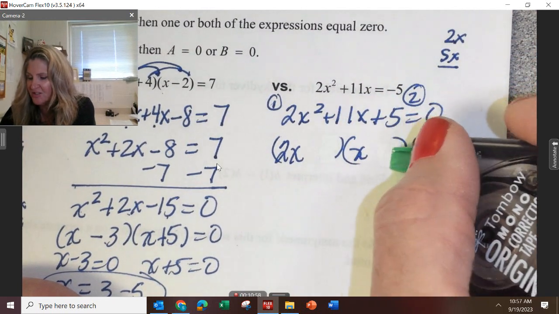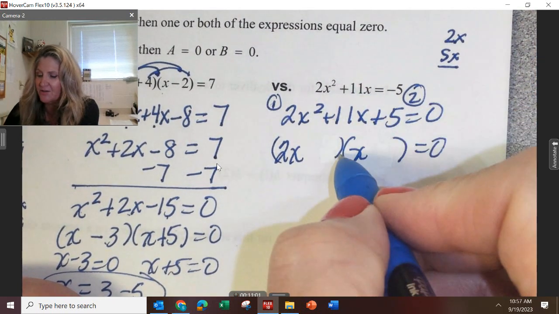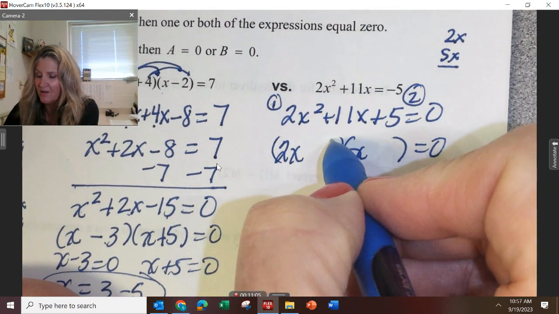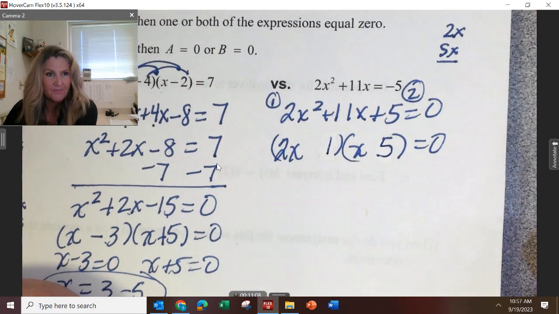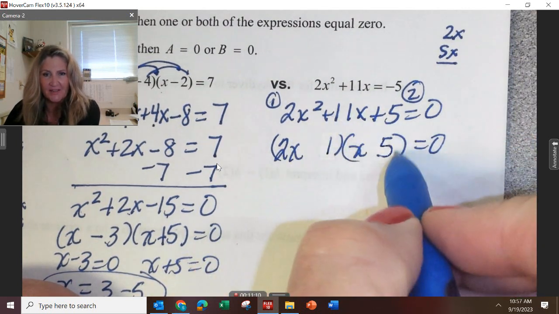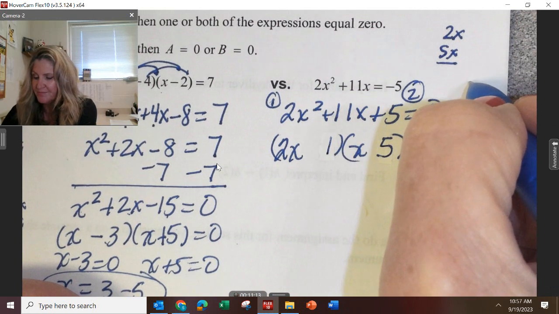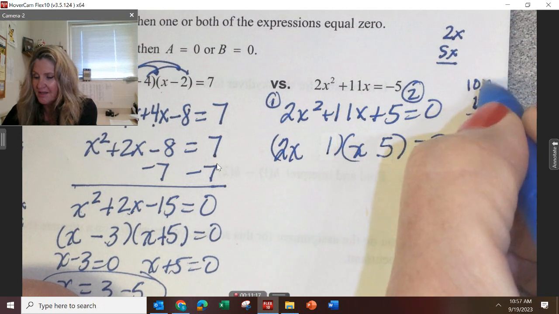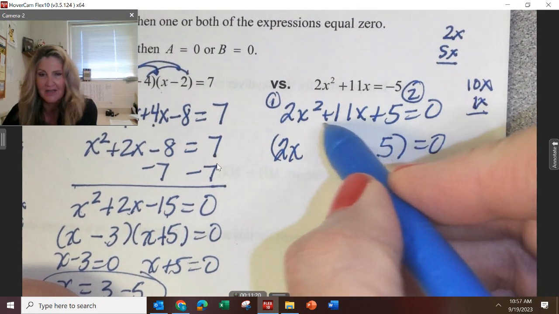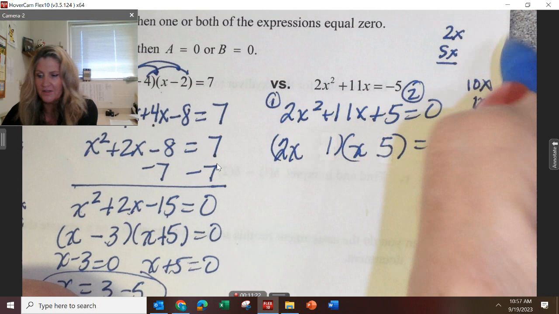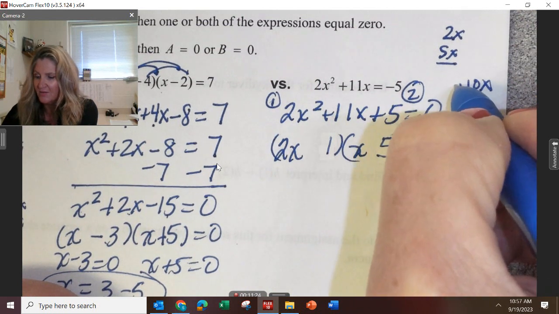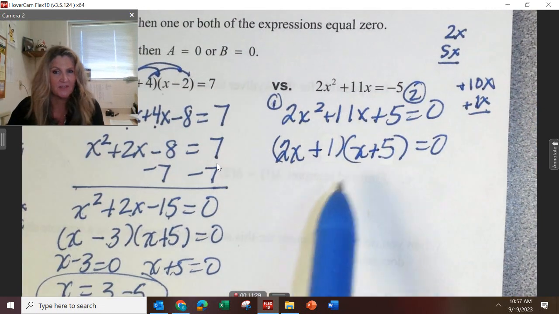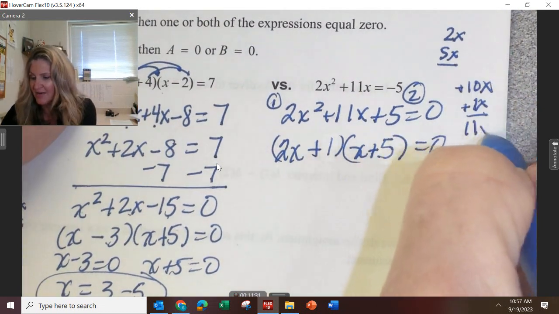So I need to change those. So what am I going to do? I don't want it to be 5 and 1. So I must want it to be 1 and 5, right? So now what do I get when I check the outers? 10x. On the inners, what do we get? 1x. Can I add or subtract those and get a positive 11? What do the signs need to be? Positive and positive. If I make it positive and positive, that's going to give me that positive 11x that we need.